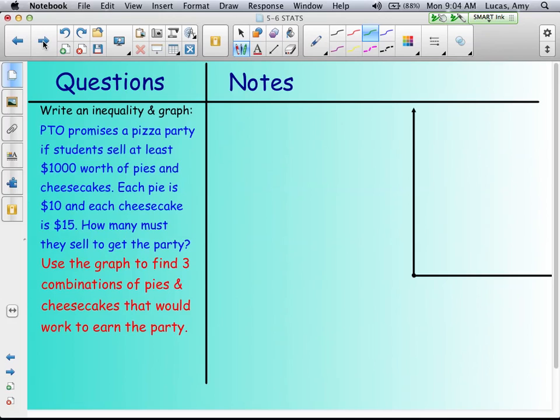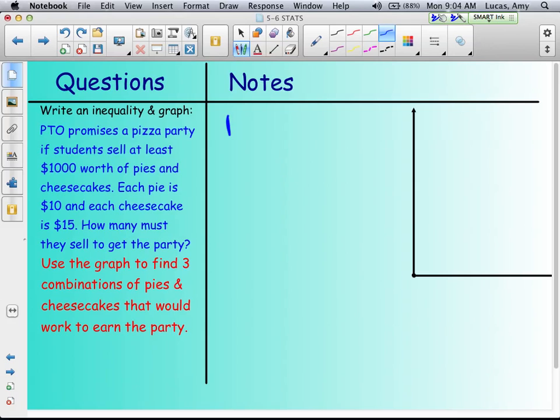All right, last but not least, a word problem. Okay, write an inequality and graph. PTO promises a pizza party if students sell at least $1,000 worth of pies and cheesecakes. Each pie is $10 and each cheesecake is $15. How many must they sell to get the party? Use the graph to find 3 combinations of pies and cheesecakes that would work to earn the party.